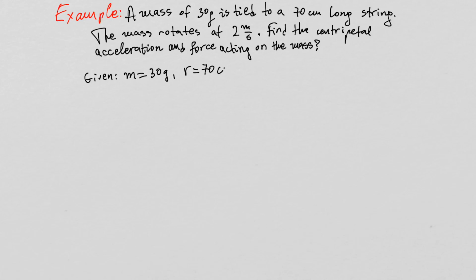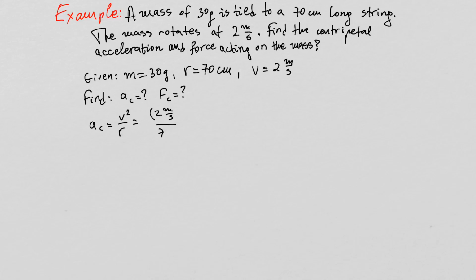So the radius is 70 centimeters. We also know the speed with which the mass rotates. So v is equal to 2 meters per second. And we want to find the centripetal acceleration and the centripetal force. Okay, so first let's find the centripetal acceleration. The centripetal acceleration is calculated as v squared divided by R. And so this would be (2 meters per second) squared divided by 70 centimeters.